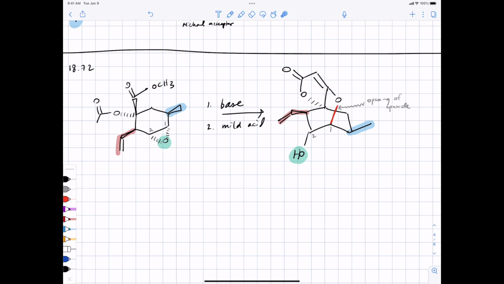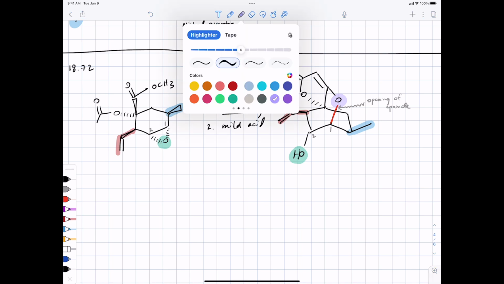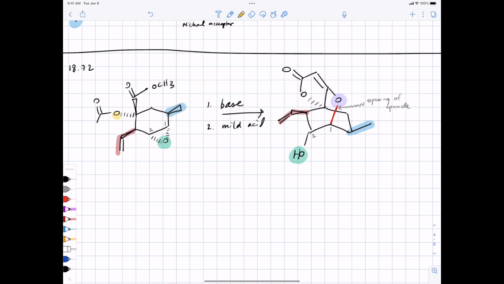Huh. So I don't know where that oxygen came from. Let's label it in purple. Okay, do you notice that I no longer have an ester anywhere? Actually, I started with two esters, right? Yeah. One of those esters had, we're out of time. Oh, that's sad. So it's probably this one.